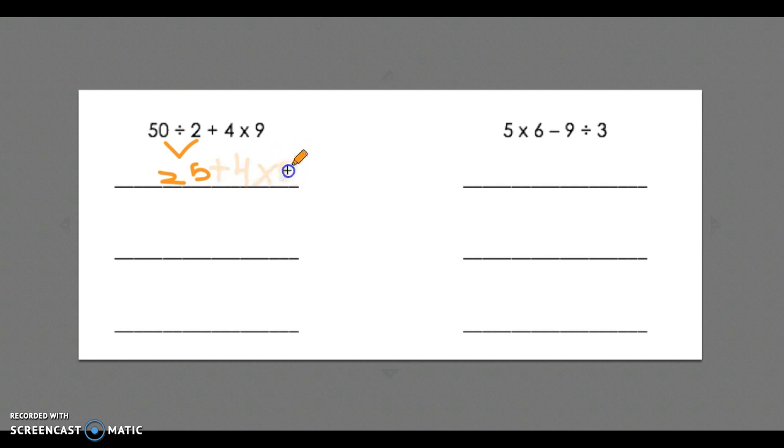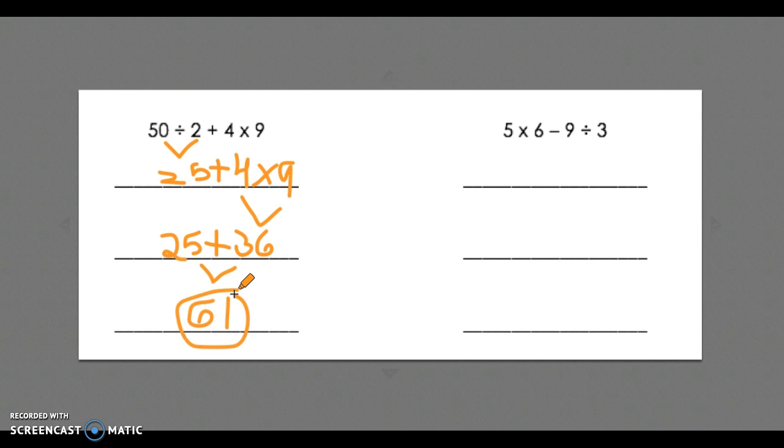Now, before I add, I still have to solve multiplication. So next, I'm going to do 4 times 9, which is 36. And I'm going to bring down the rest of my problem. And then my last step is to do 25 plus 36, which is 61. For this computation, feel free to use a calculator to check your work and my work as well.